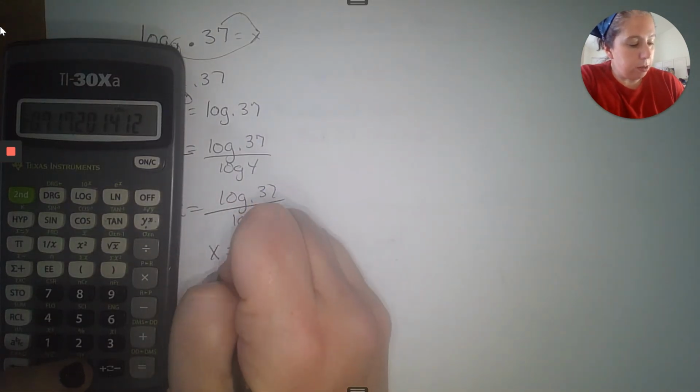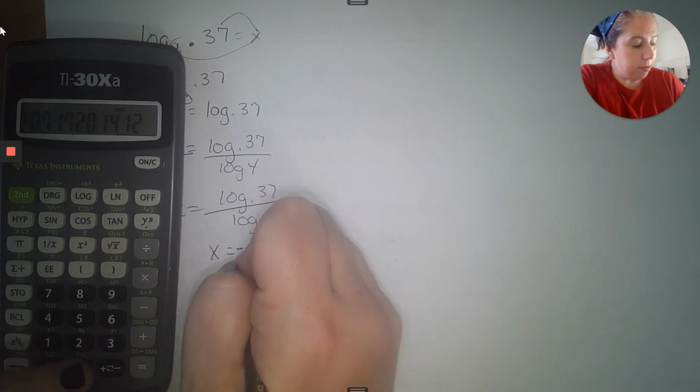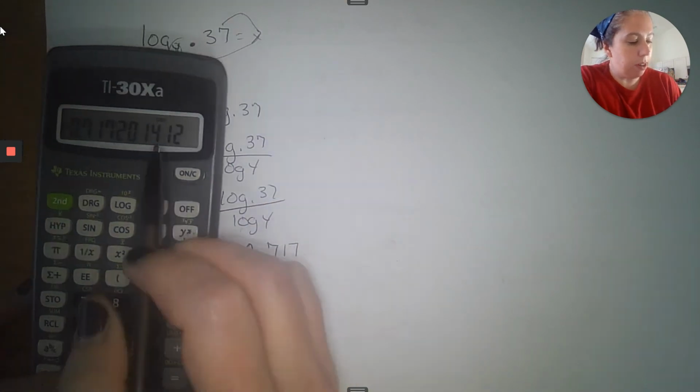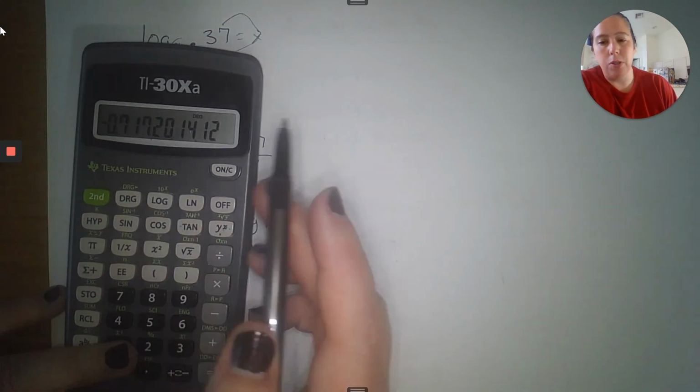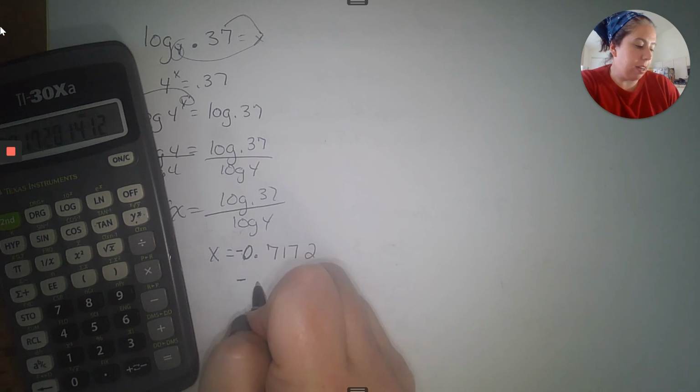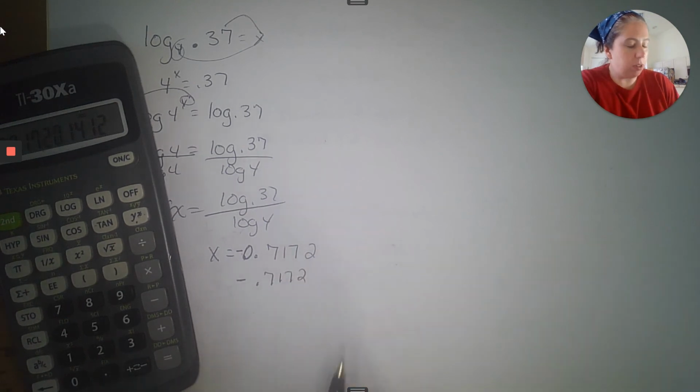So x equals negative 0.717. We're going to the 2, so behind the 2 is a 0. So that's going to stay. You can just put negative 0.7172 also.